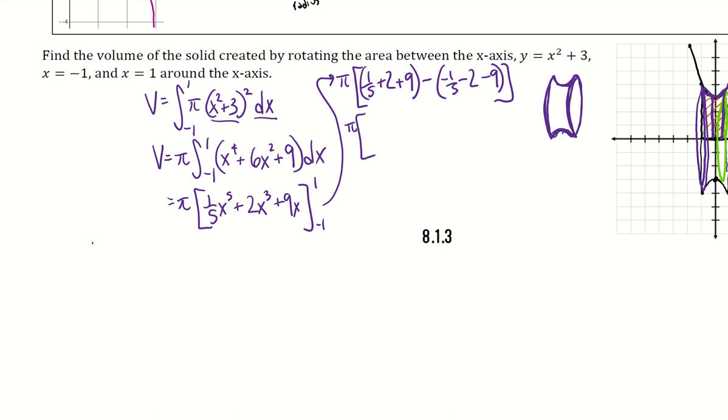So if I combine like terms, 1/5 plus 1/5 is 2/5. 2 plus 2 is 4. 9 plus 9 is 18. So 4 plus 18 is 22. And you don't have to simplify. So 22 plus 2/5 pi. If this was multiple choice, however, you would need to simplify. So just remember how to add your numbers and fractions. 22 times 5 is 110. So that would be 112/5 pi.